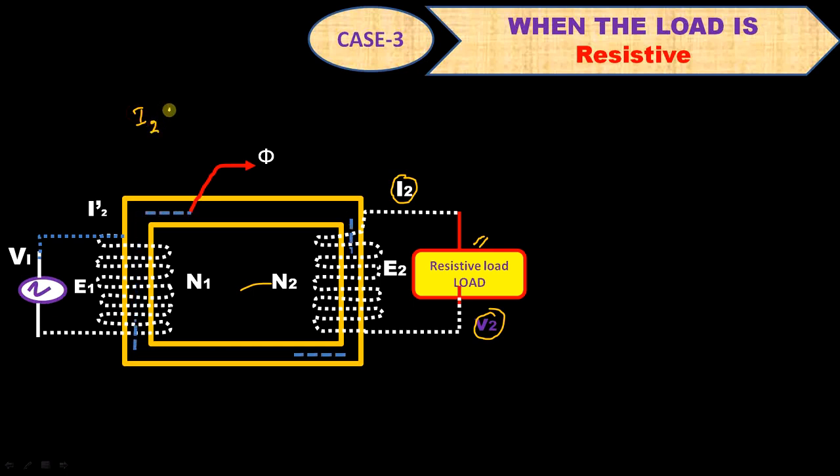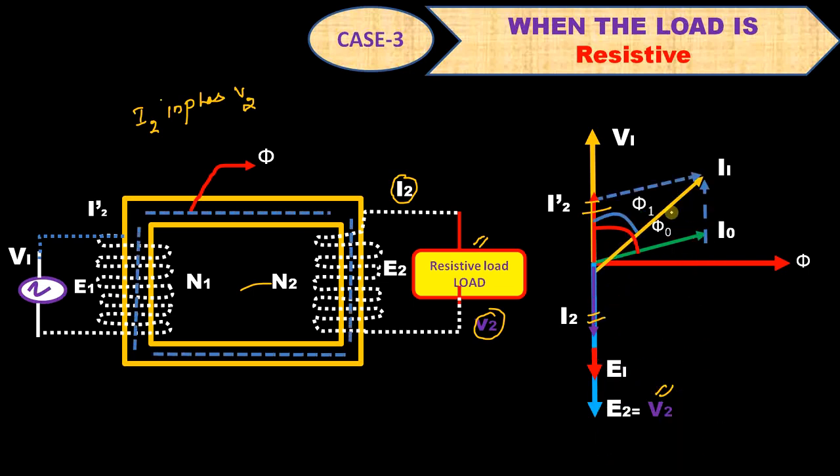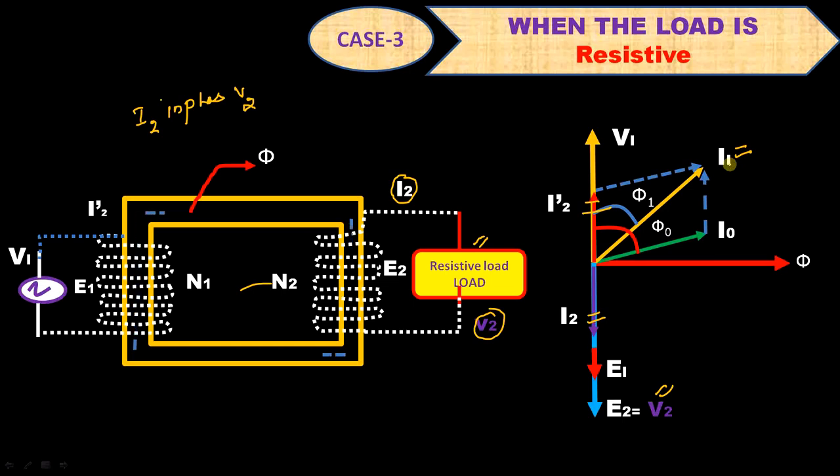I2 is in phase with V2, as shown in the figure. See here. In phase with this V2 means it will come somewhere this side. See here. This is I2 in phase. And I2 and I2 dash both are opposite, so I2 dash will come somewhere this side. This is I2, okay, and the resultant of this I2 dash and I0 is I1, and this is the phasor diagram of a transformer when the load is resistive, okay, thank you.